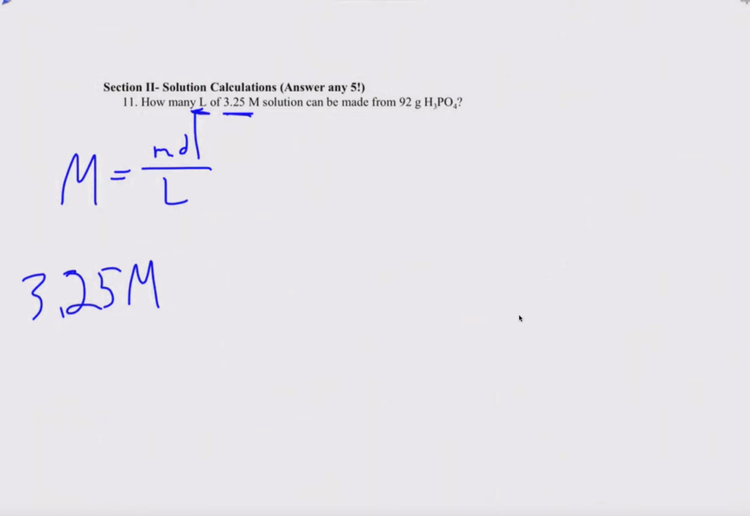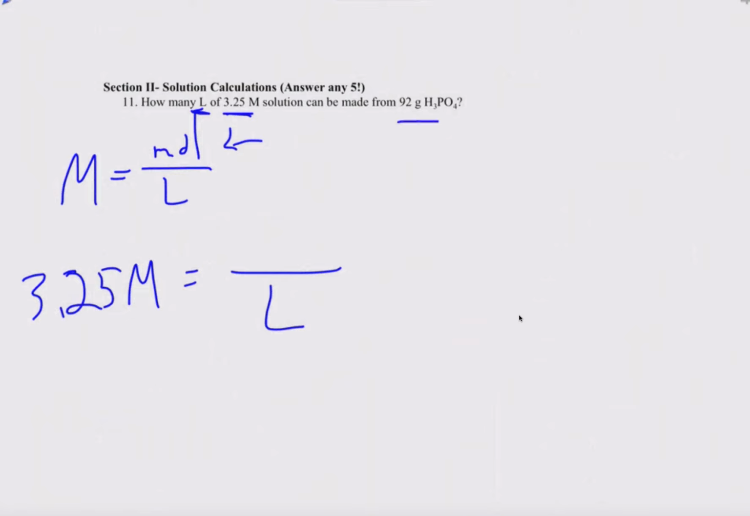How many liters of 3.5 molar solution can be made from 92 grams of phosphoric acid, H3PO4? Well, remember the formula for molarity is molarity equals moles per liter. What I've got in the equation is, the question is how many liters, and I'm given the molarity. So I'm given the 3.25 molar. I'm looking for the number of liters, so that's my unknown, my x. So what I need is the moles, but I don't have the moles.